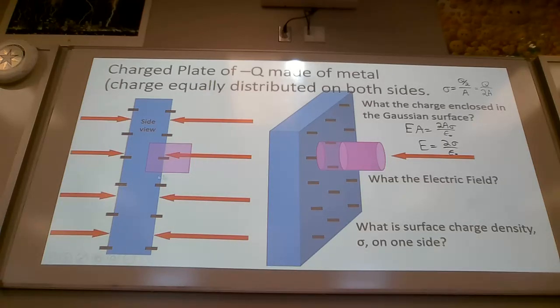Okay, so we got a metal plate that the charge is distributed on both sides. Why would that be?